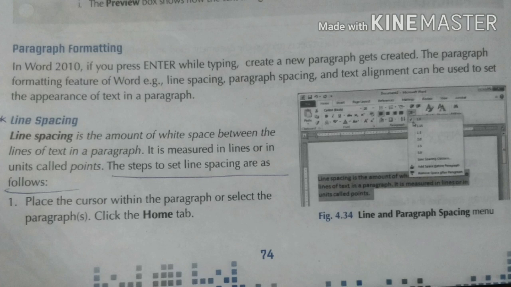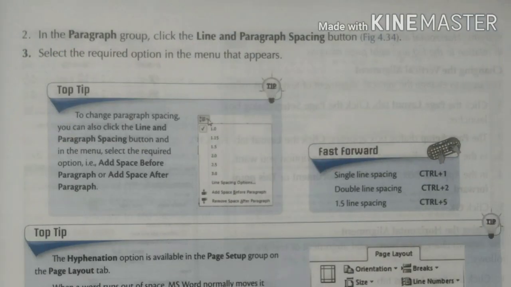Here line spacing is one of the points. Line spacing is the amount of white space between the lines of text in a paragraph. So when we talk about line spacing, it means the space among the lines in a paragraph. It is measured in lines or in a unit called points. Here steps are given, you can go through the steps.